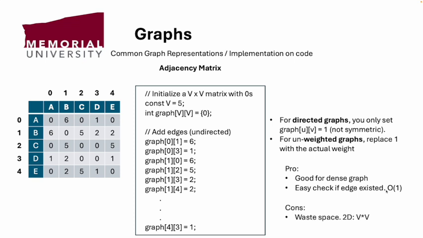But it also has cons. This means a waste of space, right? How big a space are we using? We're using V times V, two dimensions, right? V times V, so it's a waste of space.